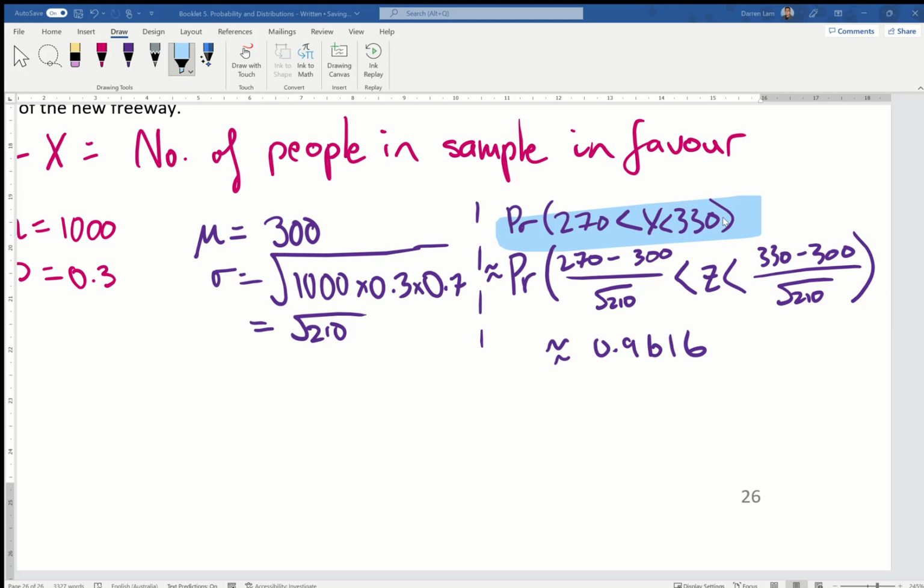Let's try to use our binomial distribution. We'll go to interactive, distribution, discrete, binomial CDF. Again, I'm going to put in 270 to 330. Our number of trials is 1000, and our probability of success is 0.3. You'll again end up with a slightly different answer, but very similar. So 0.96475 as opposed to 0.961566. Very similar, but slightly different because again we're approximating.